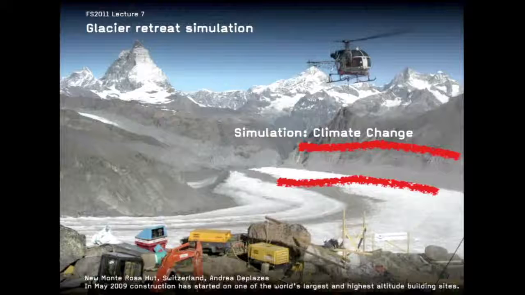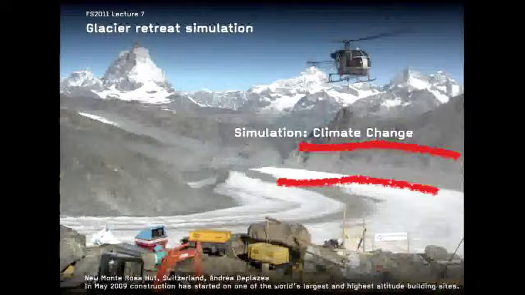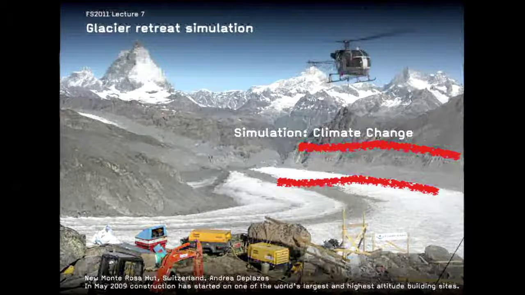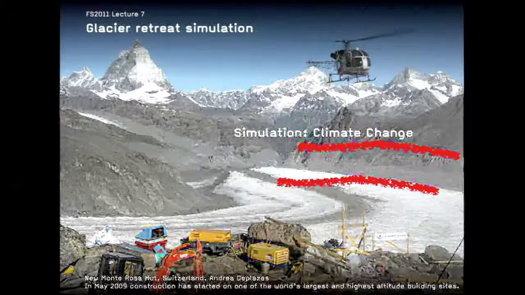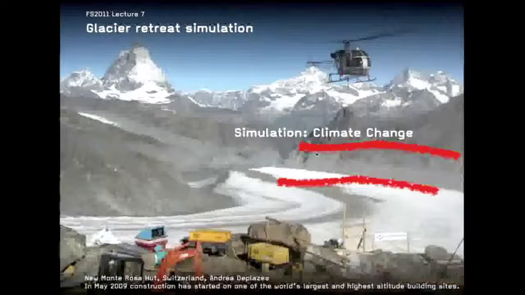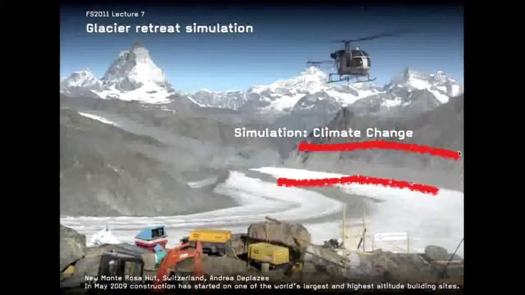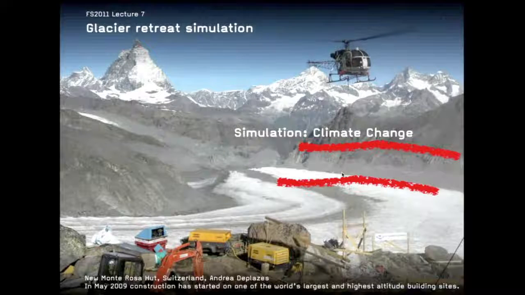Where have we used simulation in the past? You could say this one here, the Neue Monte Rosa Hütte, New Monte Rosa hut in Switzerland, is sitting very close to a glacier. You could simulate, or you could have simulated this glacier, because you can see the line here. This was the line of the glacier hundreds or thousands of years ago. The glacier is now very much down here.